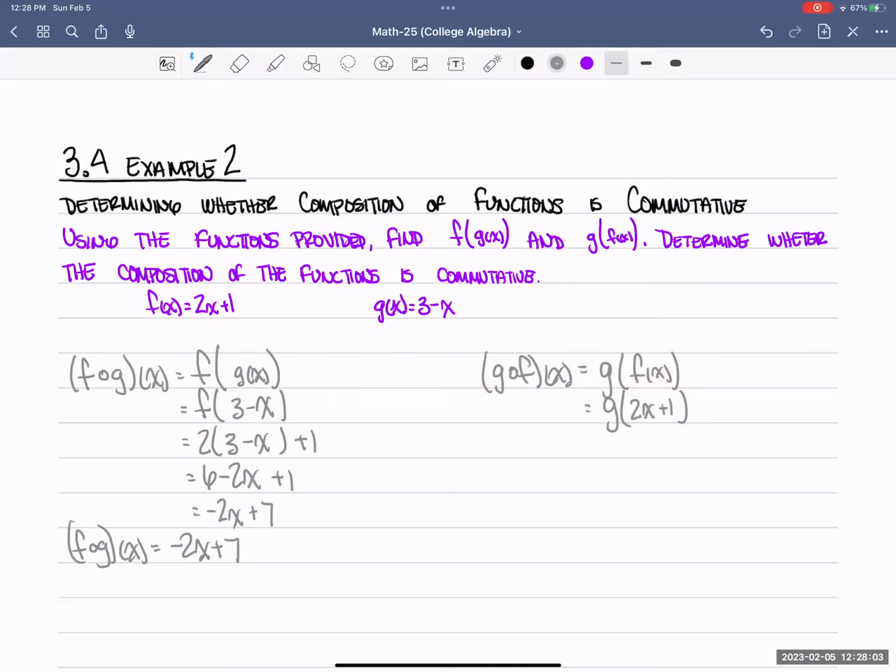2x plus 1. And now looking at our function g of x, it's telling us to start with 3 and subtract our input. So equals 3 minus our input. And at this point, our input is our 2x plus 1.